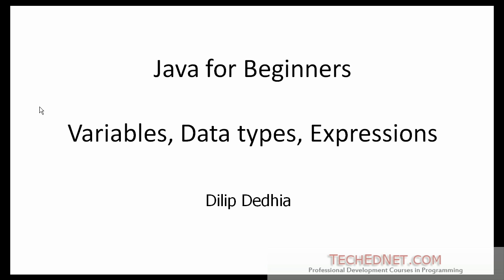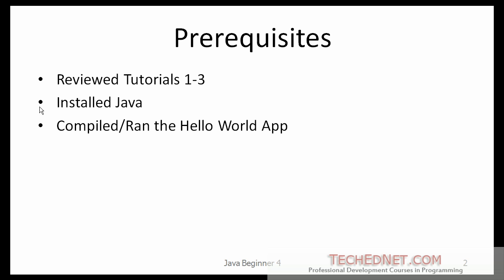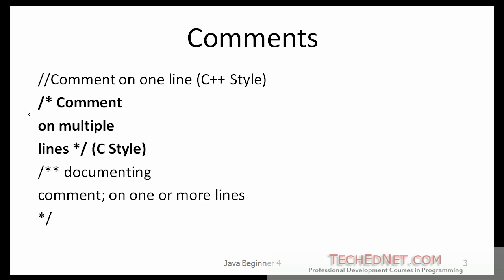Next, we will move on to the programming concepts. This includes data types, variables, making decisions, and creating loops. In this lesson, we will focus on variables, data types, and expressions. I hope that you have already reviewed tutorials 1 to 3, installed Java, and are able to compile and run Java applications. Let's start with a comment.